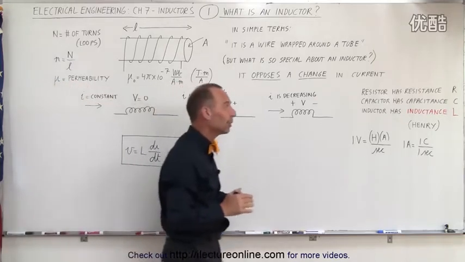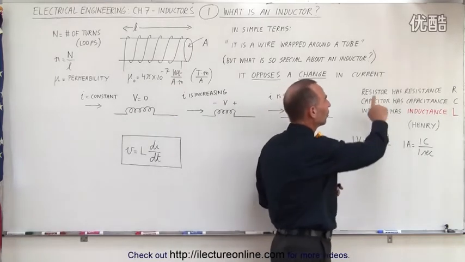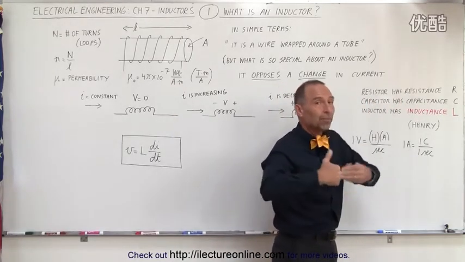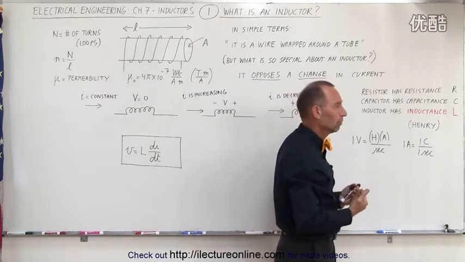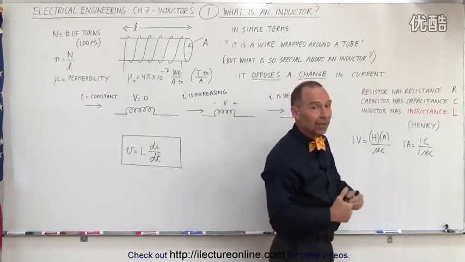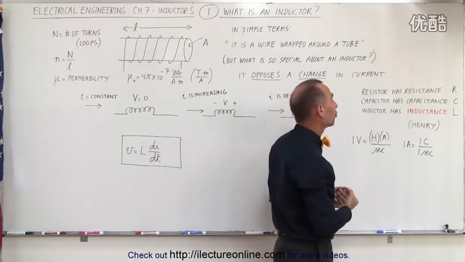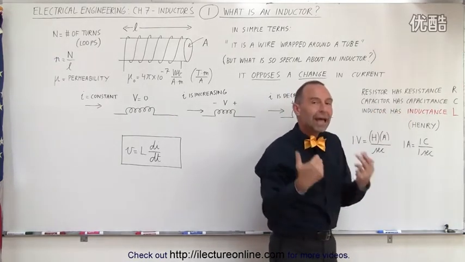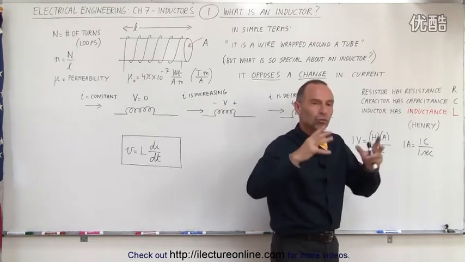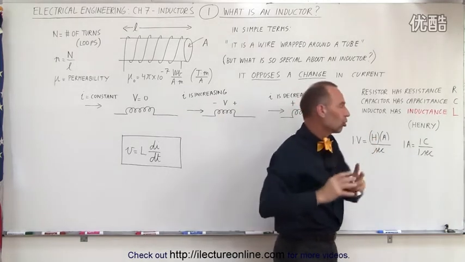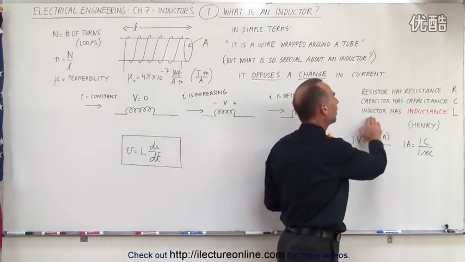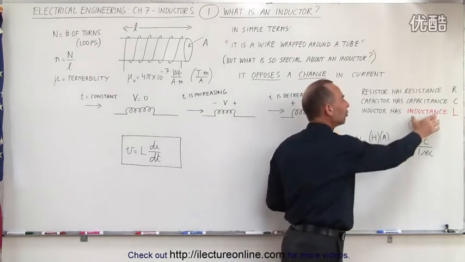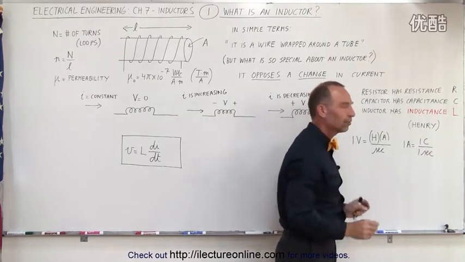Well, let's go over here for a moment and take a look at this. A resistor has resistance, and we use the letter R to indicate resistance. It opposes a current, a DC current, AC current, doesn't matter. It simply opposes a current according to Ohm's law. A capacitor has capacitance. It has the capacity to load up charges, to store charges. An inductor has inductance, and we use the letter L for that. And the units for inductance is henries.